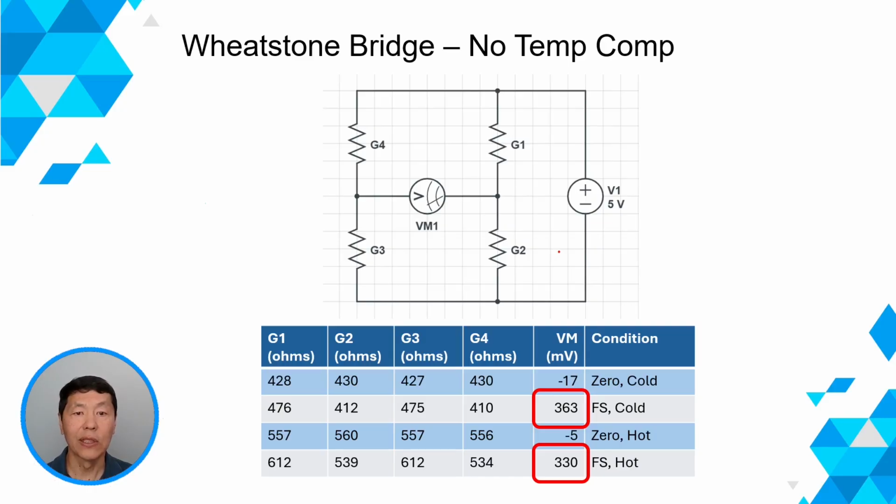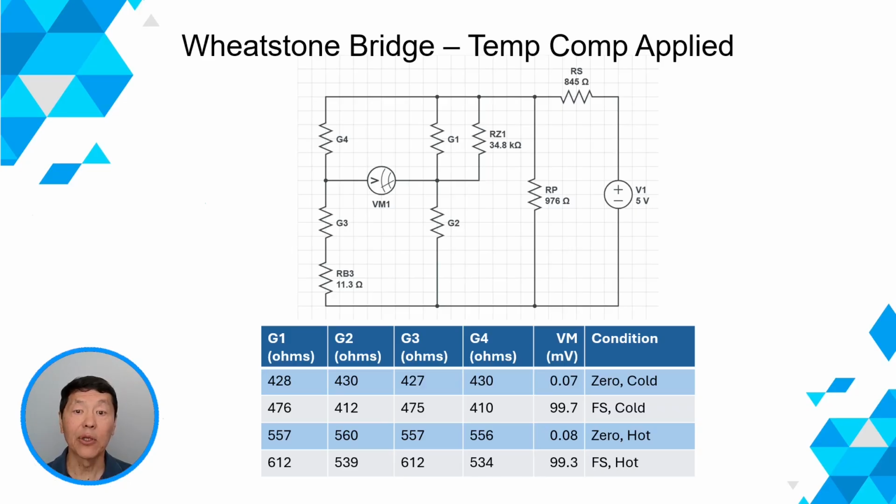However, the pressure transducer in this state is not usable. The bridge does not output 0 millivolts at 0 pressure, and at full-scale pressure, the output is different when it is hot versus when it is cold. At cold, the output is 363 millivolts, while at hot, it is 330 millivolts.